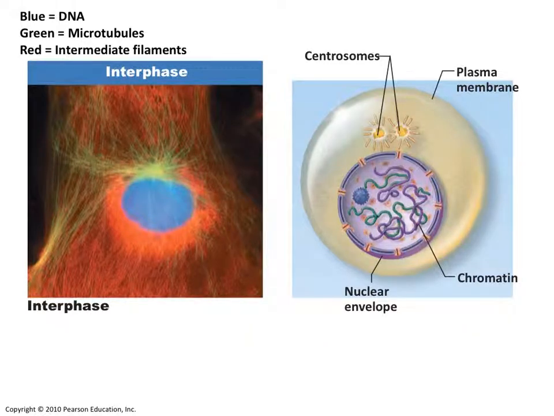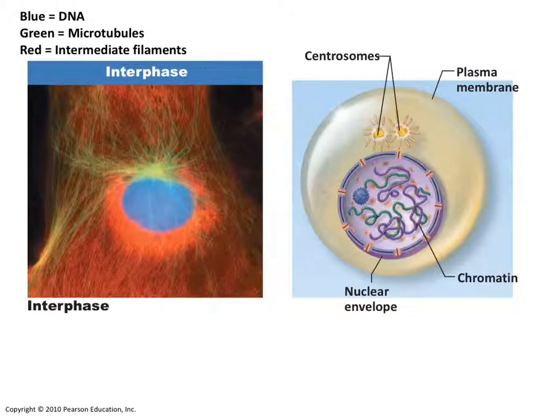This slide shows you both the cartoon version of a cell in interphase on the right and an image from an actual cell on the left. The cell on the left has been treated with molecules to make structures in the cell fluoresce. The DNA is in blue, microtubules, part of the cytoskeleton, are in green, and intermediate filaments are shown in red. Really, the intermediate filaments are just there to show the shape of the cell.